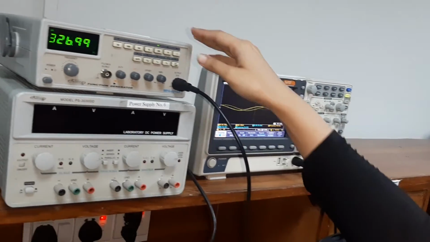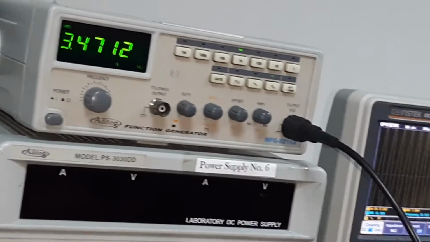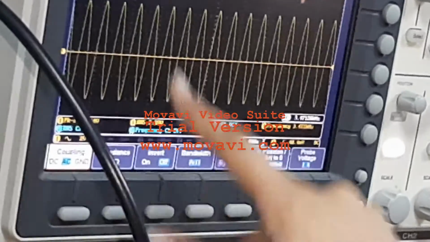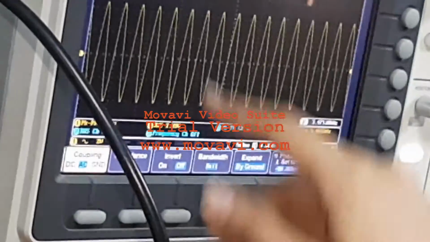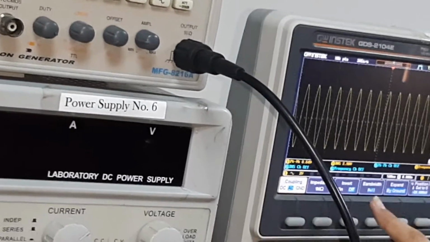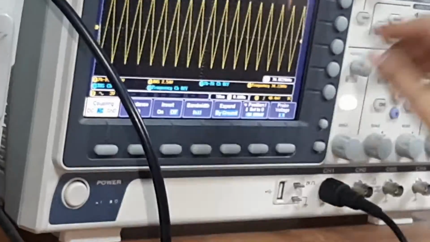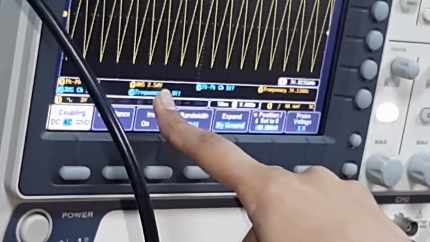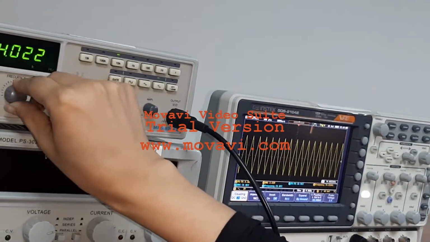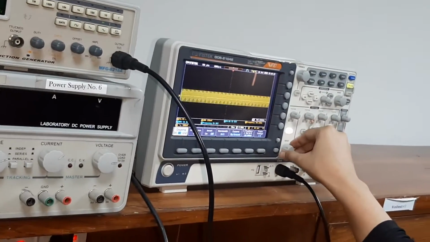So I am increasing the frequency of the input signal, that is I am increasing it to 1 kHz. At 1 kHz, the value of the output voltage is increasing, that is 2.9 volt. At 100 Hz it was in millivolts, and now at 1 kHz it is 2.9 volt. On increasing further to 10 kHz, the value of the output voltage also increases, and if we increase the frequency further, the output voltage also increases.